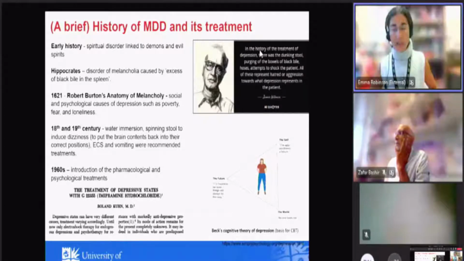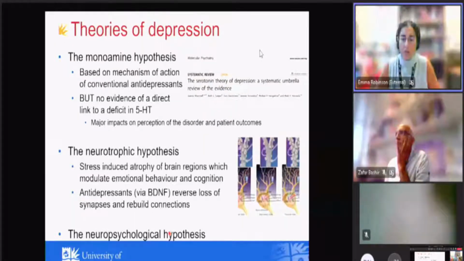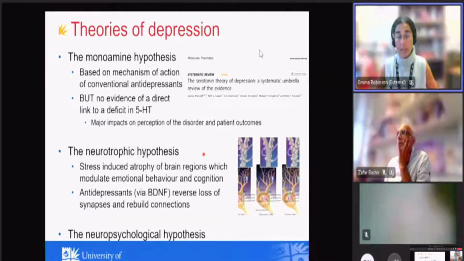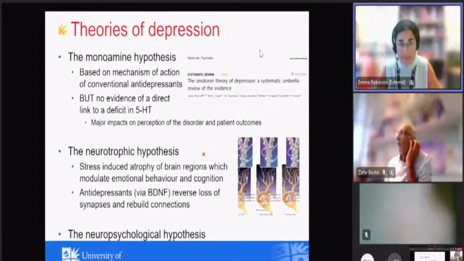And I think it's also very interesting that we still base a lot of our discussions about depression around theories of depression that have not ever been really fully substantiated. The most popular of these is probably the monoamine hypothesis. And this is based really on the mechanism of action of conventional antidepressants. Because these were discovered serendipitously, we then later found out how they work.